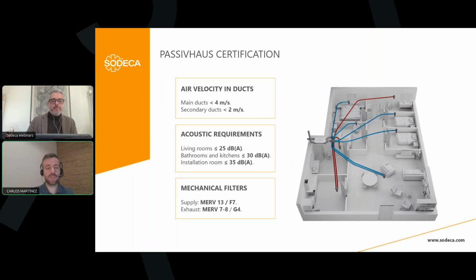And for mechanical filters, it's mandatory to have a mechanical filter in the supply: MERV 13 or F7, and in the south MERV 7, 8 or G4, okay? We have a main filter F7 and a gross filter G4 for the exhaust. That's the minimum, okay? You can always improve the efficiency of the filtration, okay?